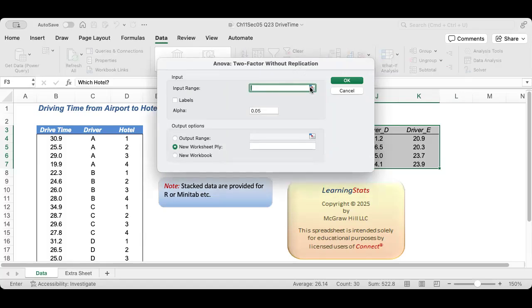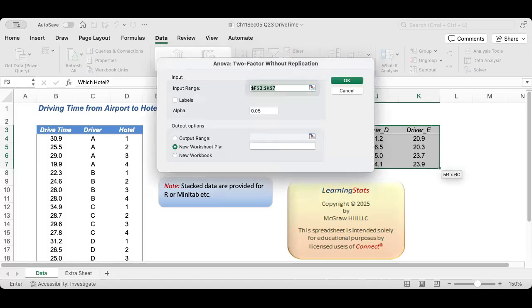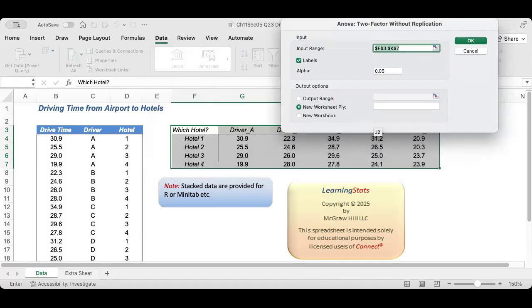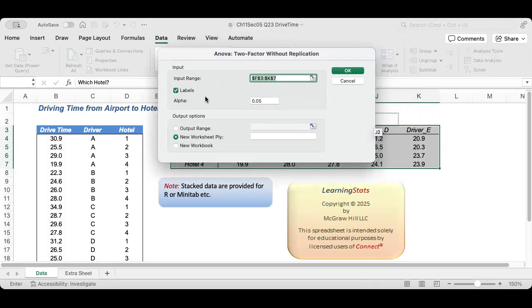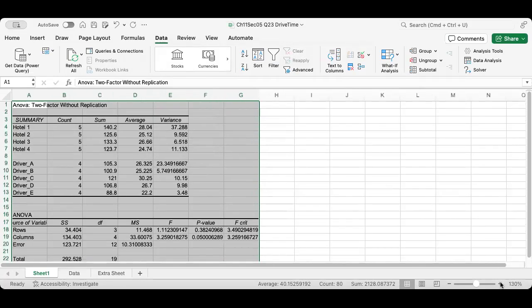Input range, where is my data? Right, my data is here. I didn't put labels on it. Well, yes, I did. The top and the hotels are highlighted, so I'm going to use that. There are labels, 5% significance, so I'll do a 0.95, put it all in a new worksheet. Okay, here's the results.